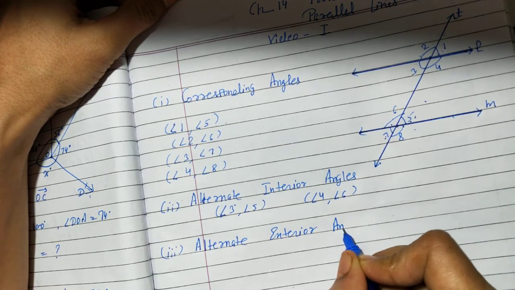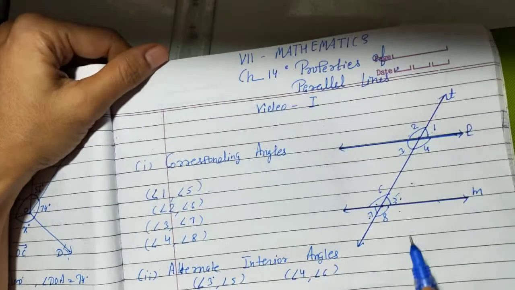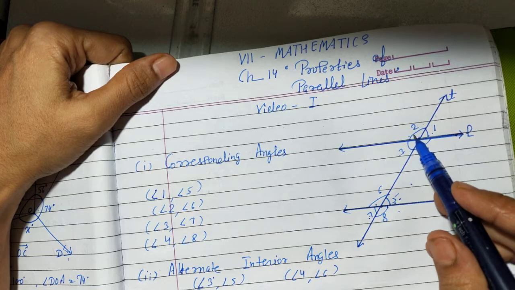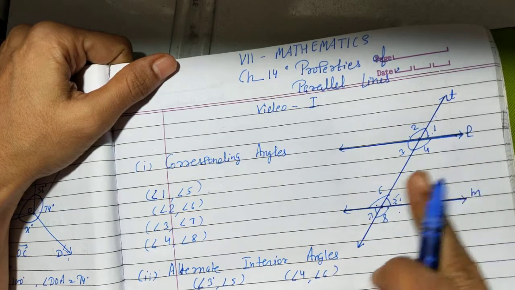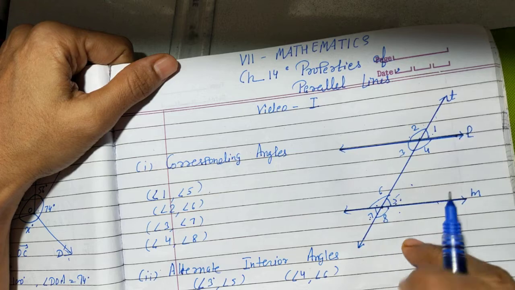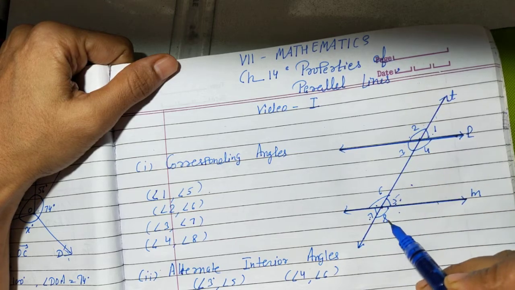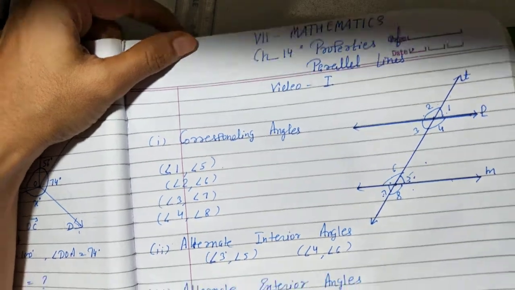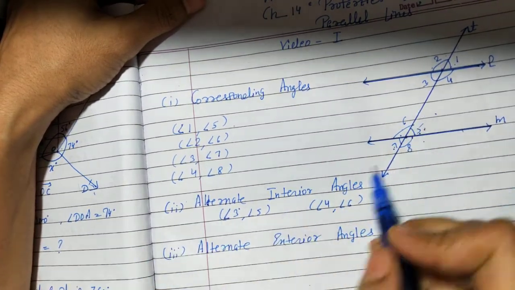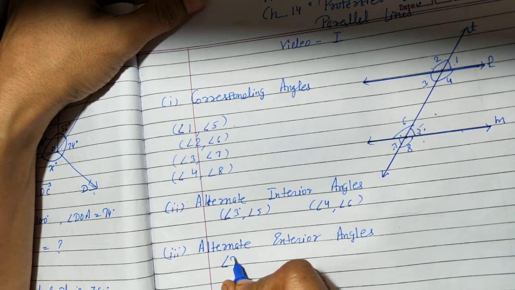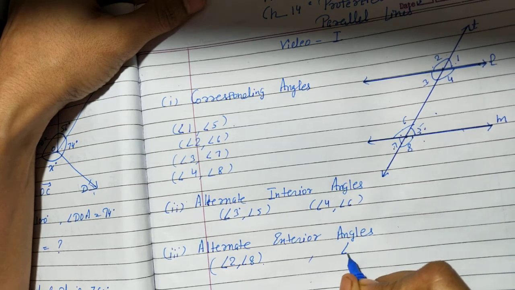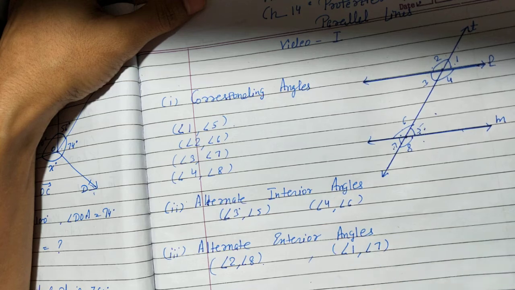Alternate exterior angles. Yes, you can see again there are two pairs, angle 2 and angle 8. Both are in the opposite direction and on the exterior side. Angle 2 and 8, angle 1 and angle 7 are called pairs of alternate exterior angles. If the two lines are parallel, then these pairs are also equal to each other. Means angle 2 is equal to angle 8 and angle 1 is equal to angle 7.